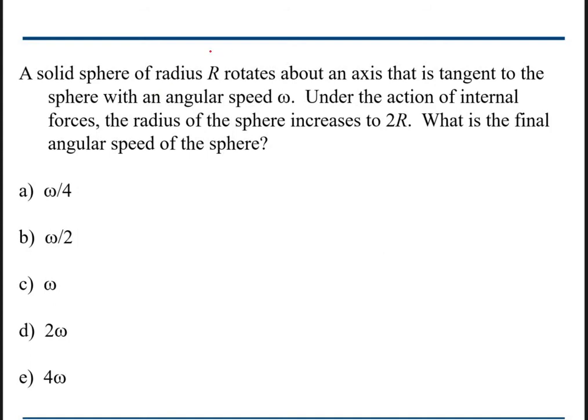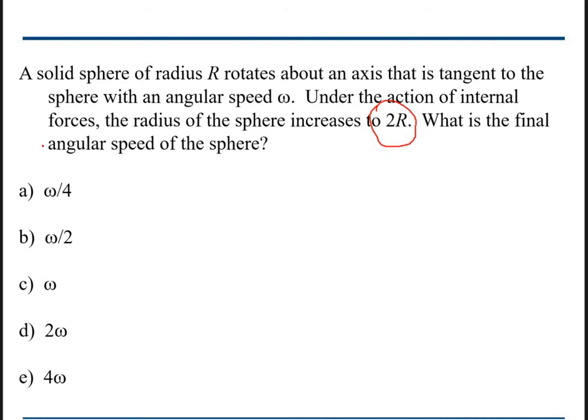The solid sphere has a radius r, rotating around its axis. Due to some internal forces, like in a planet or a star, this happens to stars in their evolution. The Sun, for example, after a few billion years, is going to become a red giant. It's going to devour most of the planets around it. So when that happens, due to some internal forces, the radius of the sphere increases to 2 times r.